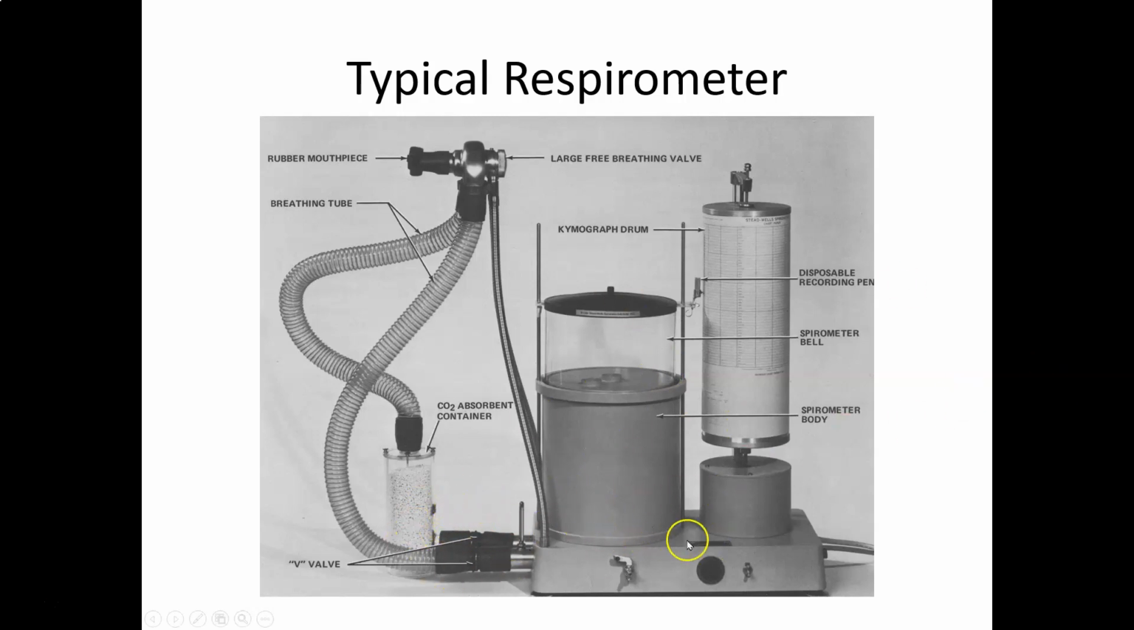The other side of the coin is, once you hook the person up and they're breathing on the valve into the bell, the only air that the person is breathing is the air that started in the bell, the air that was in all the tubes in the canister, and the air that was in their basically respiratory system. So over time, this volume of gas is going to go down. It goes down basically for two reasons.